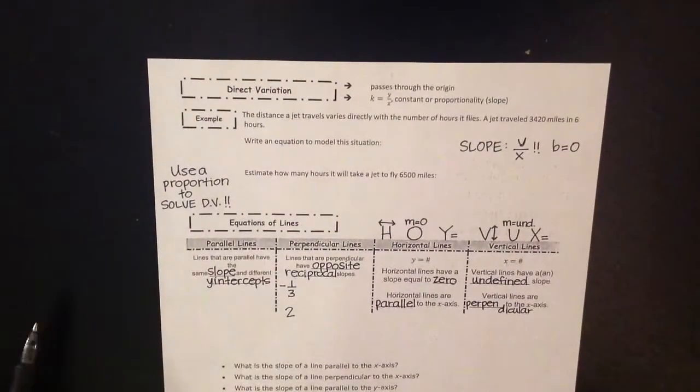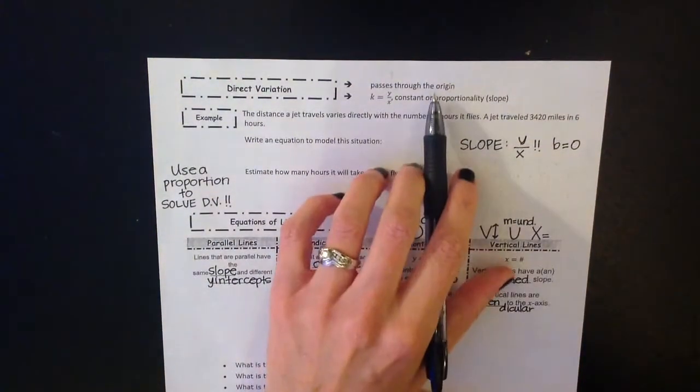Okay, so we're going to talk about direct variation, how to write an equation, how to solve a direct variation problem, and then we're going to talk about your horizontal and vertical lines and some reminders for those two special lines that you have. So direct variation, it's a proportional relationship.